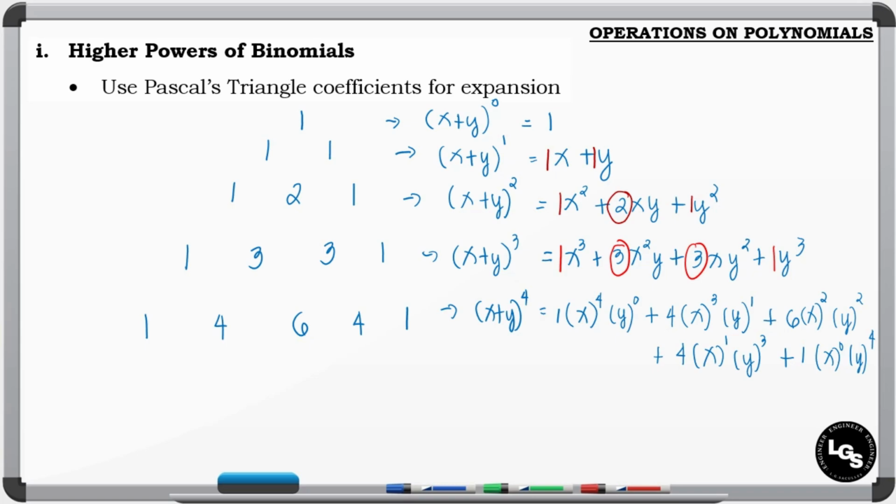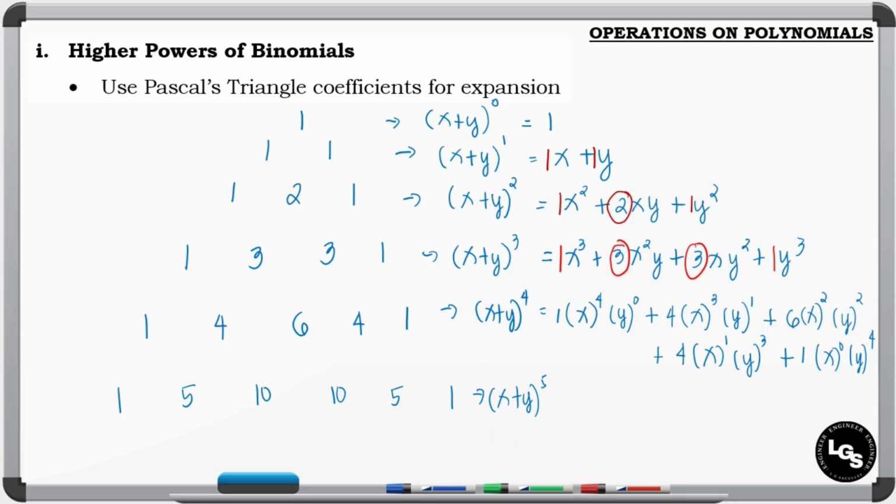So for the binomial with a degree of 5, we have coefficients 1, 5, 10, 10, 5, 1. If you will notice, if it is raised to 5, we have 1, 2, 3, 4, 5, 6 terms. So if we have exponent equal to 4, we have 5 terms: 1, 2, 3, 4, and 5.